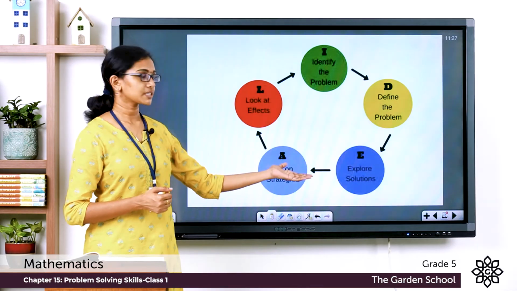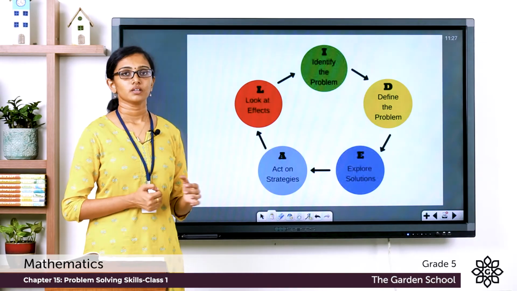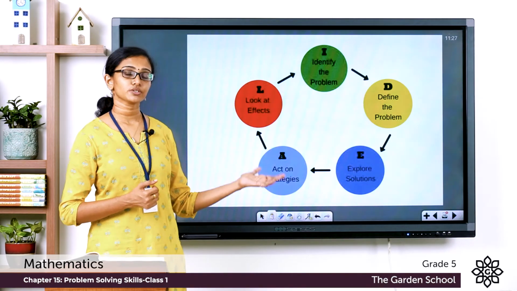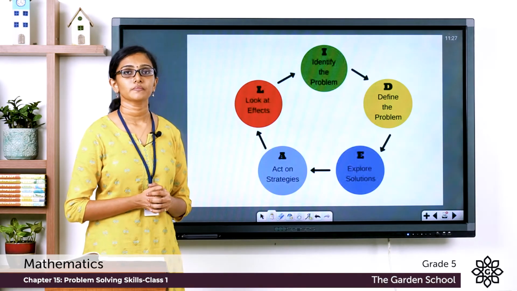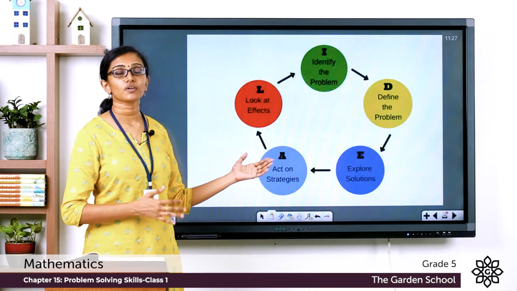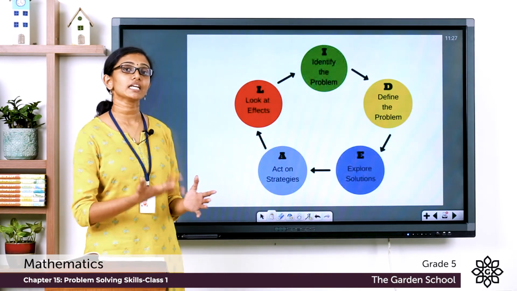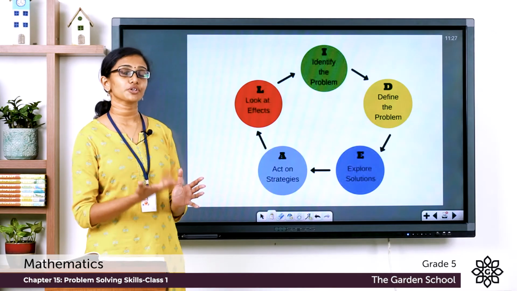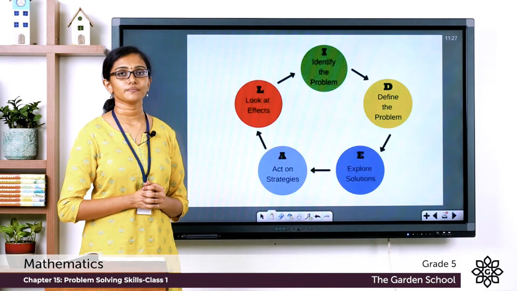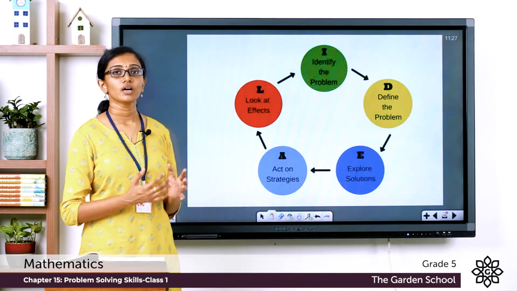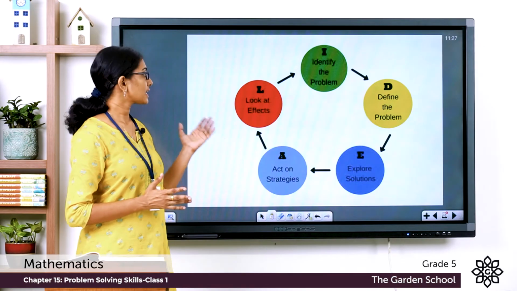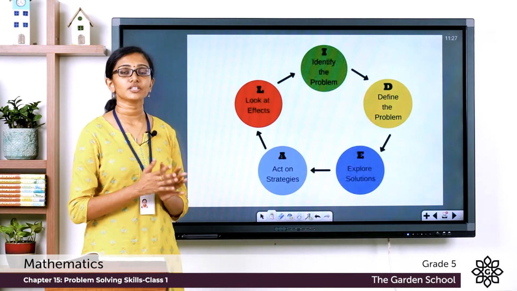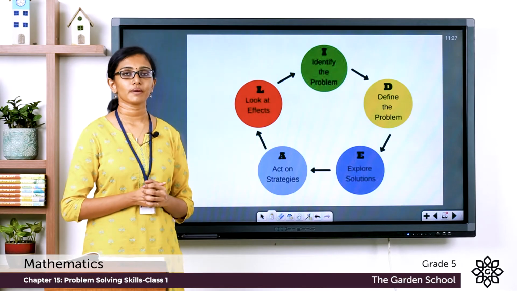And E stands for exploring the strategies. You explore the various methods and ways to solve the given problem. And A stands for action or acting on the strategies. You are carrying out your strategy or you are carrying out your plan to solve this problem. And L stands for look back, or you look at the effects or you look at the answer and check your answer using various methods.